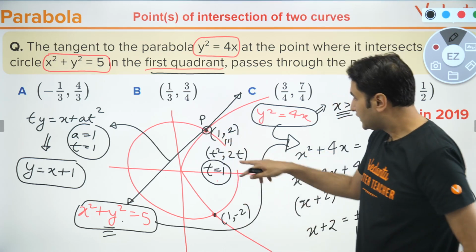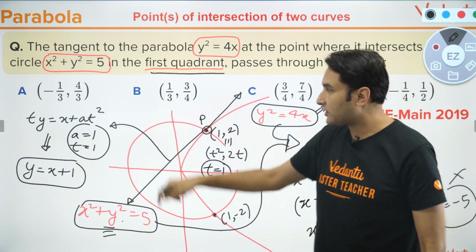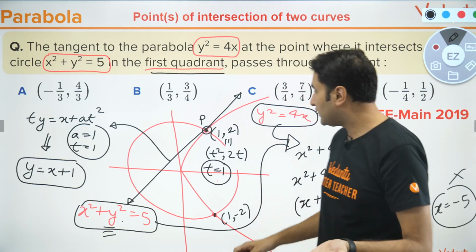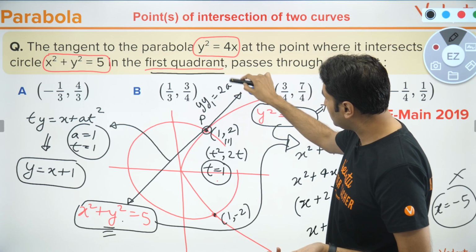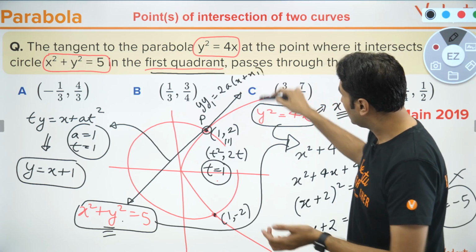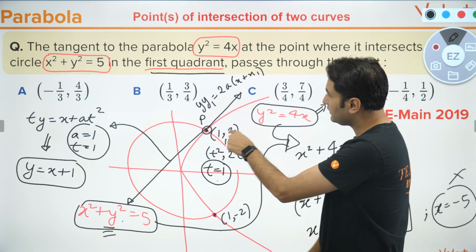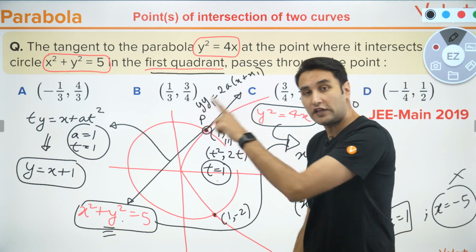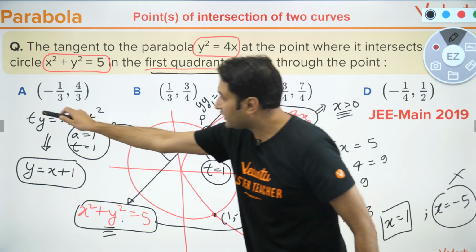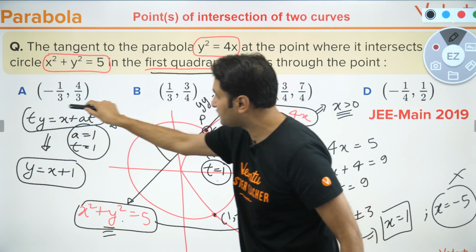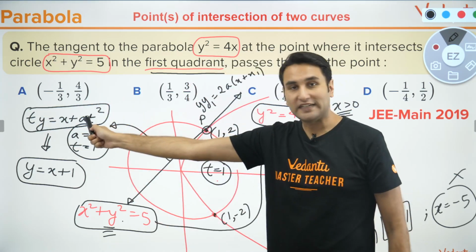Here only. Now if you know the point, you can write the equation of tangent in many ways. One way is T equal to 0, that is y y1 is equal to 2a(x plus x1), where x1 is 1, y1 is 2. T equal to 0 wala format. Revise what I did few slides back. Or you can write the equation as ty is equal to x plus at square. But you'll have to find t.